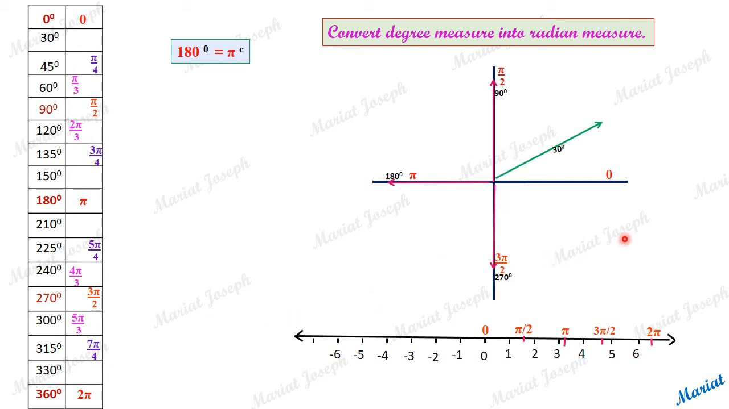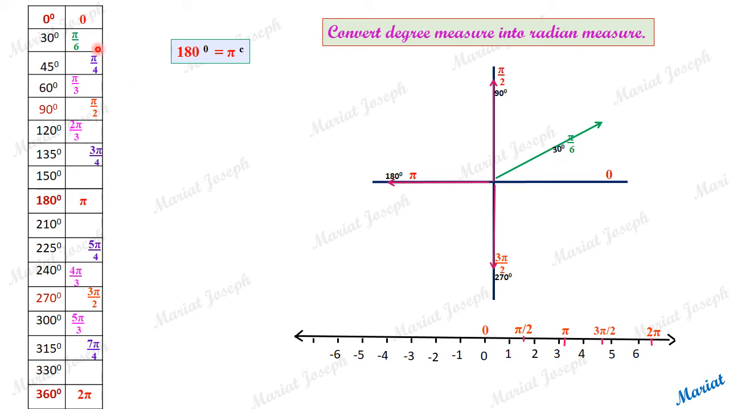And lastly, one more set, that is with the help of 30 degrees. Look, 30 degrees is 1/6 of 180 degrees. 6 times 30 is 180. So this degree measure, 30 degrees, can be written as pi by 6 radians.